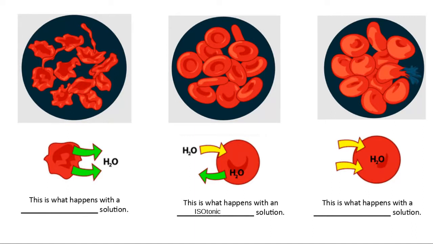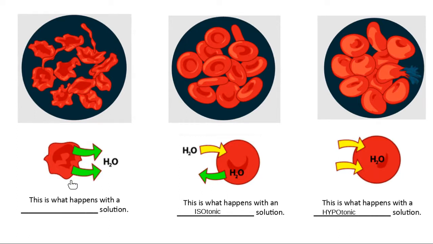Hypotonic. When water goes into the cell, that's because there's a ton of water on the outside of the cell. Remember, we had that phrase that water follows salt. Wherever it's saltier, water is going to move that direction. There's more salt inside than there is outside. That water is going to rush inside. So if I've got more water, I'm hypotonic.